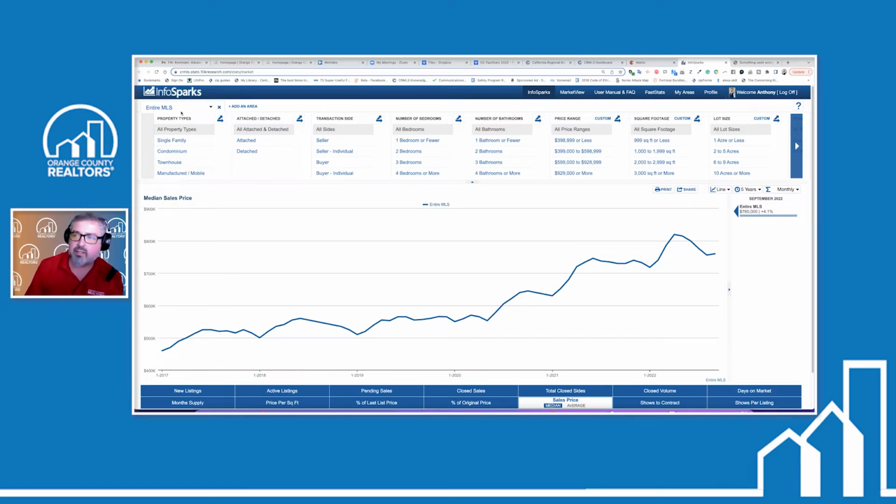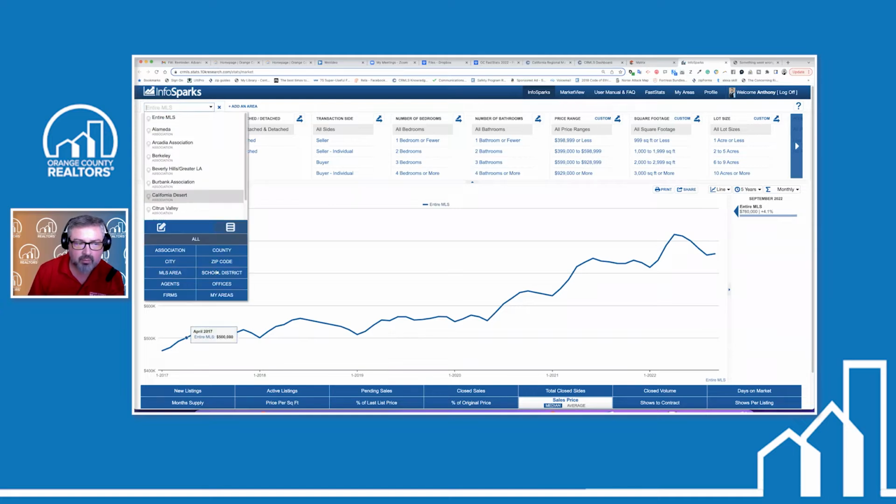Now, how we narrow it down is very simple. We're going to come back over to the top left where it says entire MLS. We can click on this little down arrow, and now we can apply some extra filters. Like I want to put in county information, so I can look at county data or a specific county. I can put in zip code. I can put in a city. I can put in an MLS area of a city if I want.